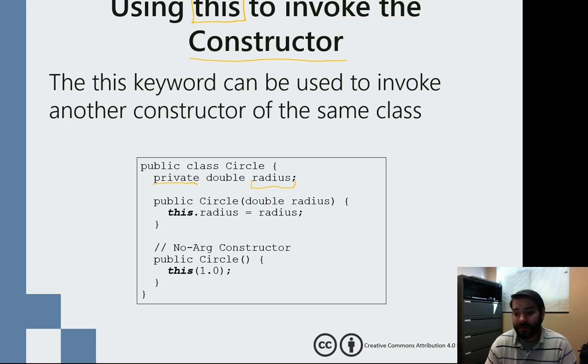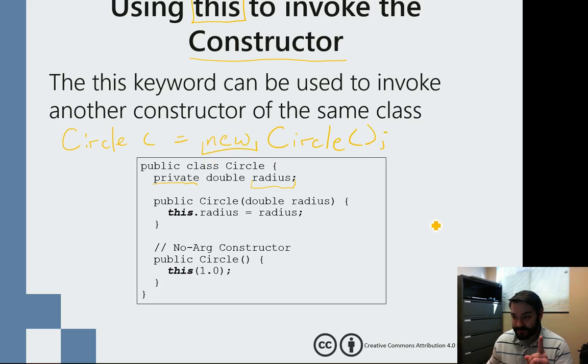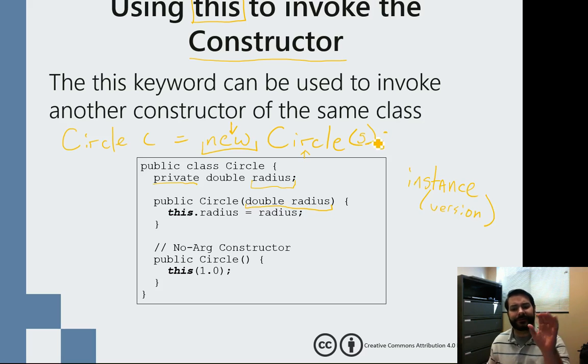Now, what happens if I want to make a new circle? Well, inside of some program, I would go and say circle c equals new circle. And what I'm doing is saying create a new instance. Remember that big fancy $5 word meaning version. I'm creating a new instance of the circle class. Inside there, if you can see, I've got a parameter inside my constructor. So I want to be able to say new circle 5. Now what happens? Again, my parameter, I named it also radius.